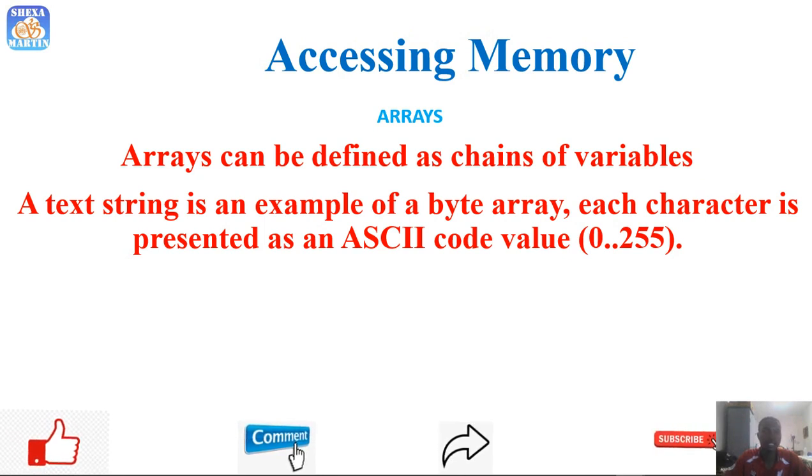Each character is represented as an ASCII code value, and the code values range from 0 to 255. What we mean by this is that a small letter a is represented by a certain ASCII code which is within the range 0 to 255. Any character, comma, hash, ampersand, star, n, q, is represented this way. Small letter a and capital letter A are represented by different ASCII code values.